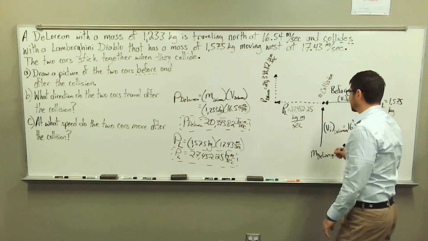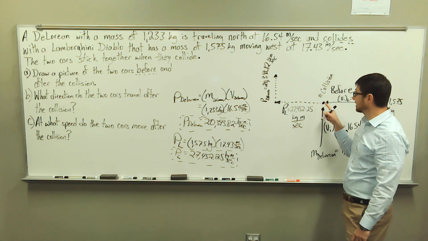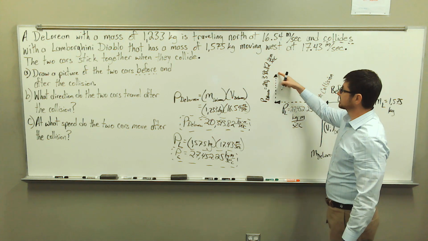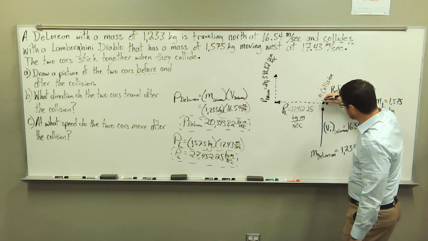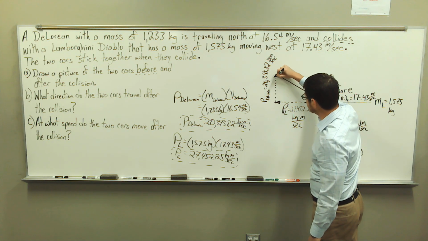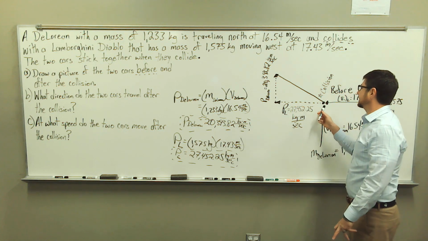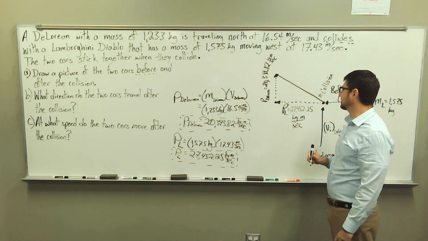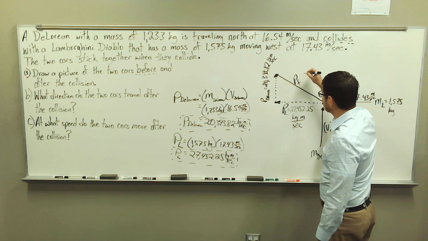So what I'm going to do is connect these two points here. Here's the tail of my first vector, here's the head of my last vector. So our resultant vector can be drawn like this. And this is going to be the final momentum of the system, okay? So I'm going to say P sub F.